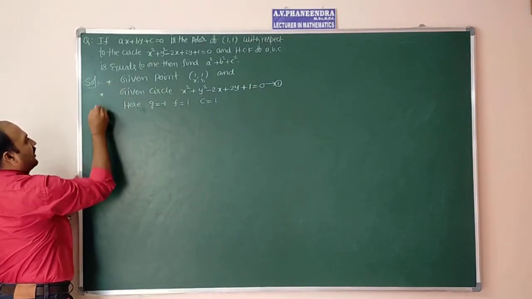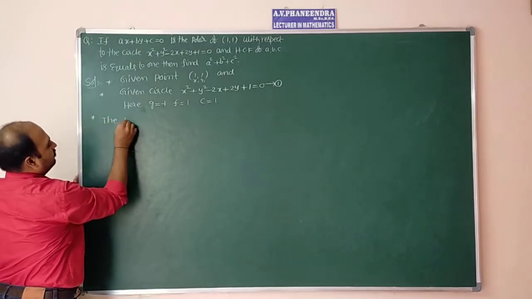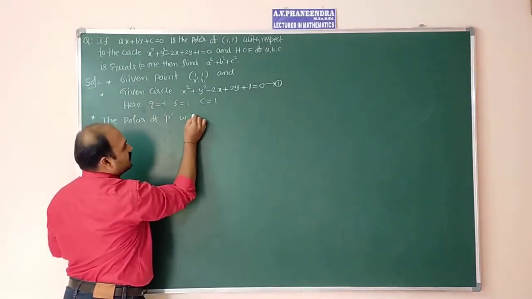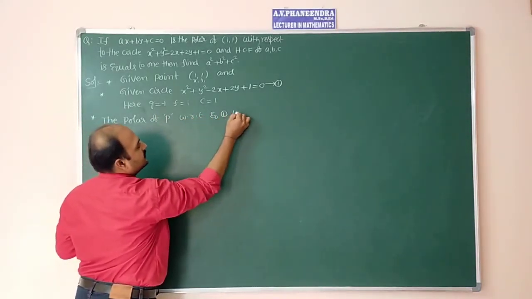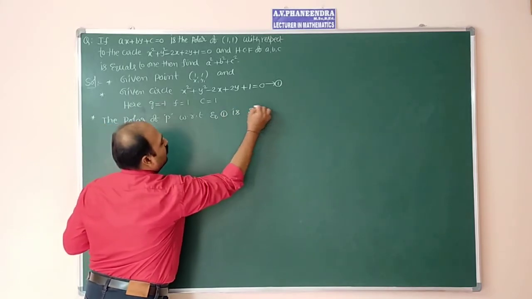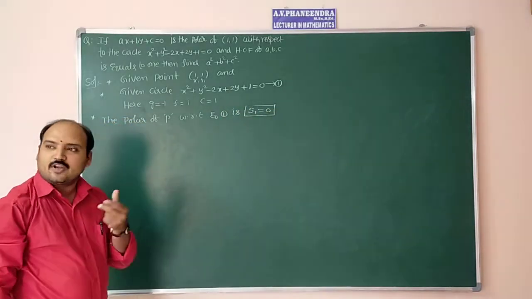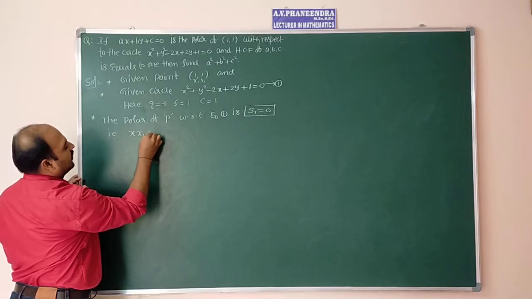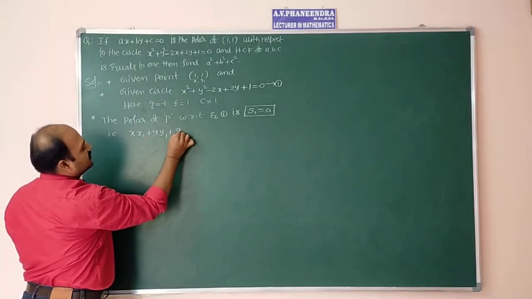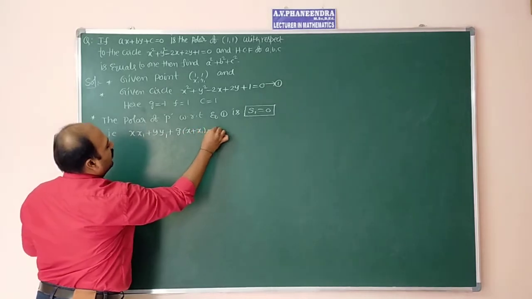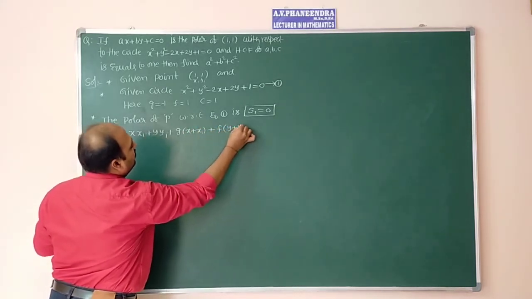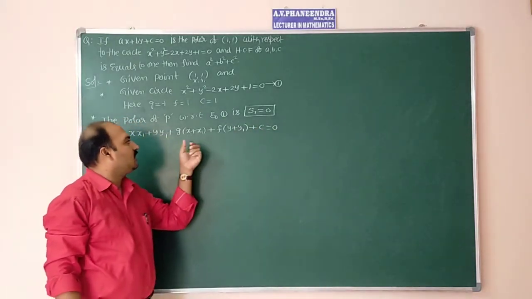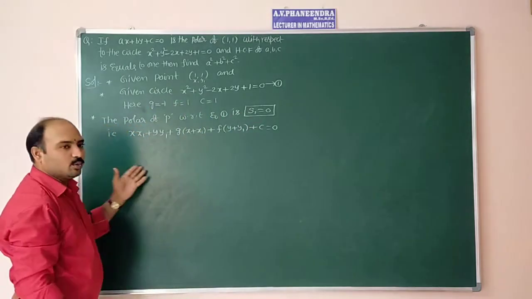Next step, we have to write the polar of P with respect to equation 1, which is S1 equal to 0. I already said the S1 equal to 0 formula, that is xx1 plus yy1 plus g into (x plus x1) plus f into (y plus y1) plus c equal to 0. So now in place of x1, y1 and g, f, c, substitute these values.